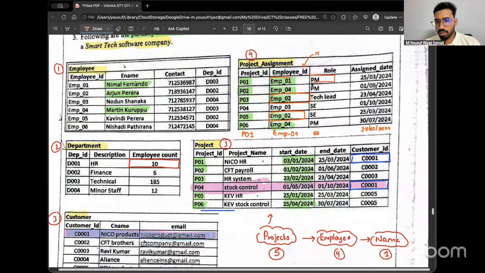Same thing with role as well. In role also there are repetitions, so I can't take it as a primary key. Assigned date also, you can see there are repetitions, so therefore I can't take it as a primary key. Clear? Why can't we take these three columns as primary key?